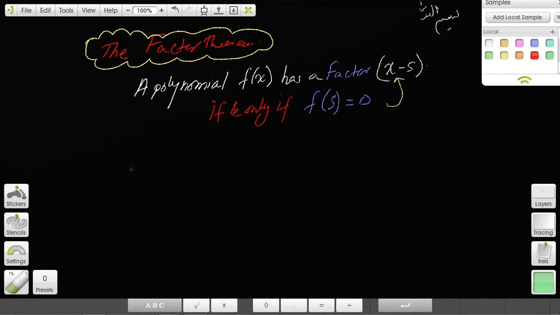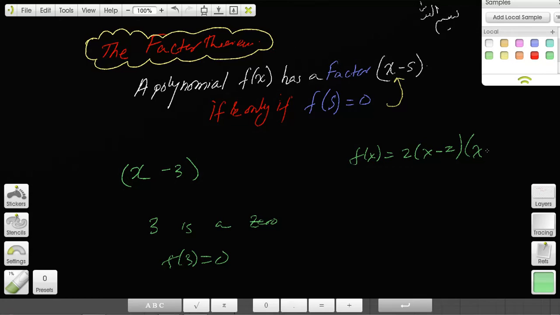So for example, if x minus 3 is a factor of a polynomial, then we know that 3 is a 0 or f of 3 equals 0. Just like if I give you a parabola like this, f of x equals 2 times x minus 2 and x minus 3, you knew that s1 was 2 and s2 was 3. In other words, these are the zeros. In other words, f of s1 was 0 and f of s2 is 0. You knew that already. See? You knew that these are the zeros. But you didn't know it in this fashion.